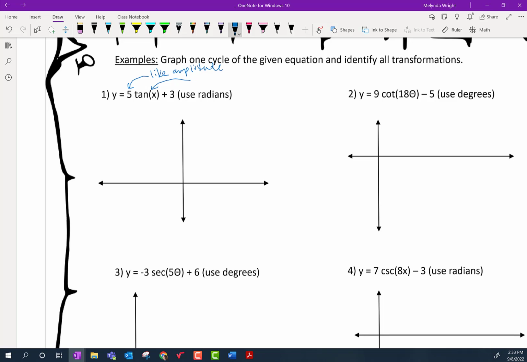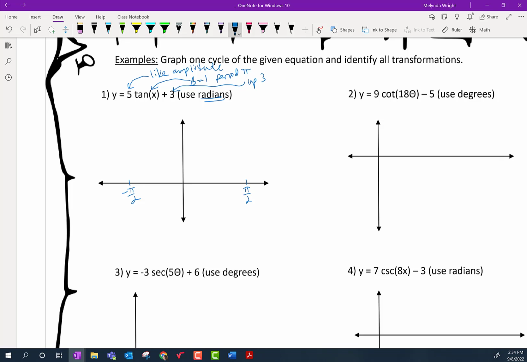Our B is 1, so it has the standard period, and we're in radians of pi. This number 3 means up 3. Okay, so let's take care of the x coordinates first. We don't have any phase shifts, and its period is normal. So we're going to start at negative pi over 2 and end at pi over 2. That's tangent.